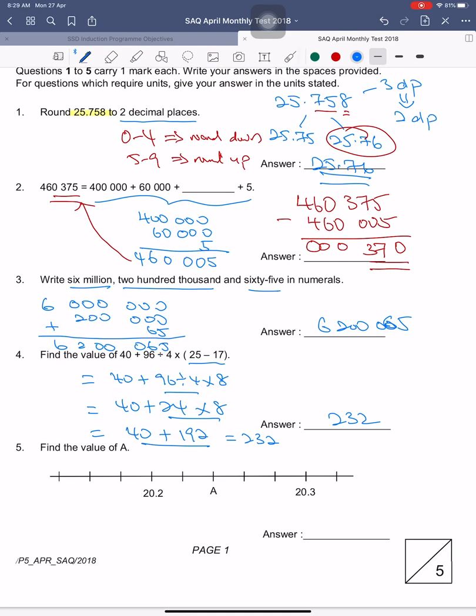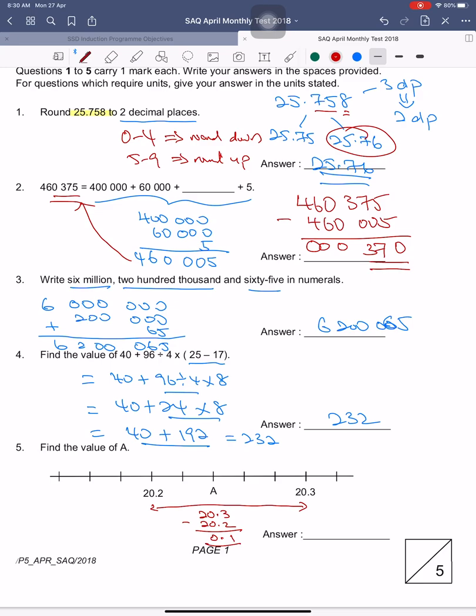Okay, question 5. This is a number line, so you are given this number line and find the value of A. Now for this type of question, you need to know the value from here to here. 20.3 minus 20.2 is actually 0.1. So the first thing you need to know is that the value between 20.2 and 20.3 is 0.1.